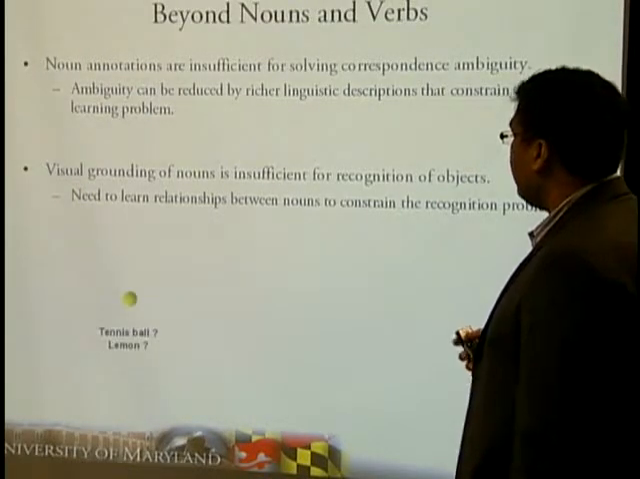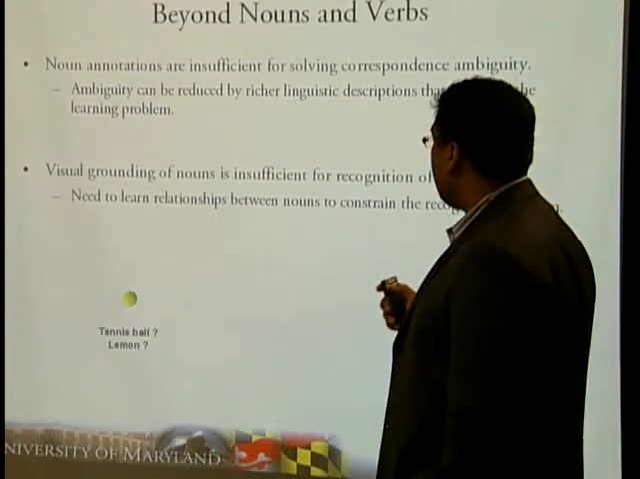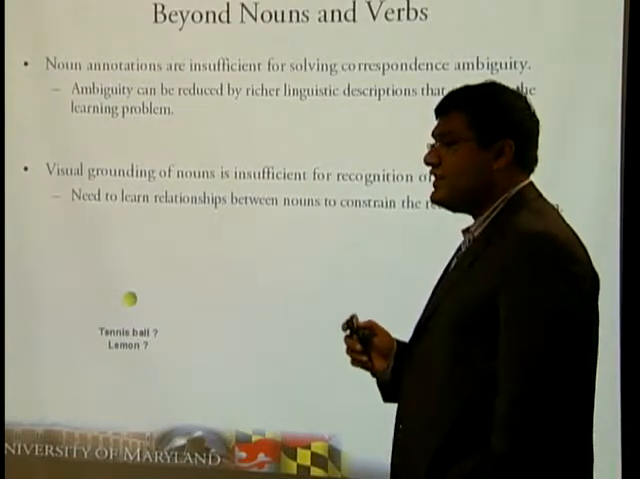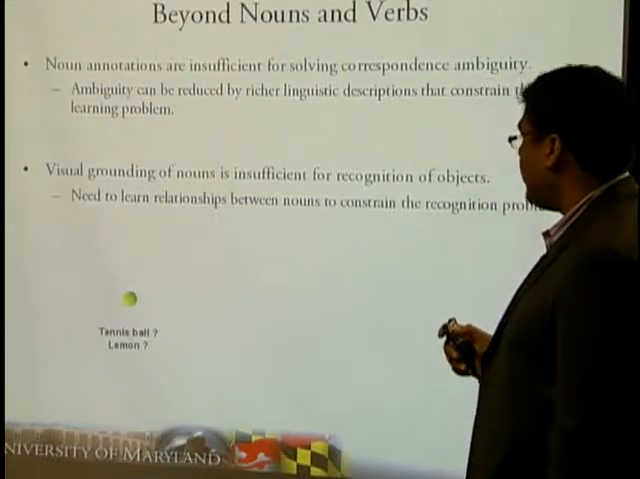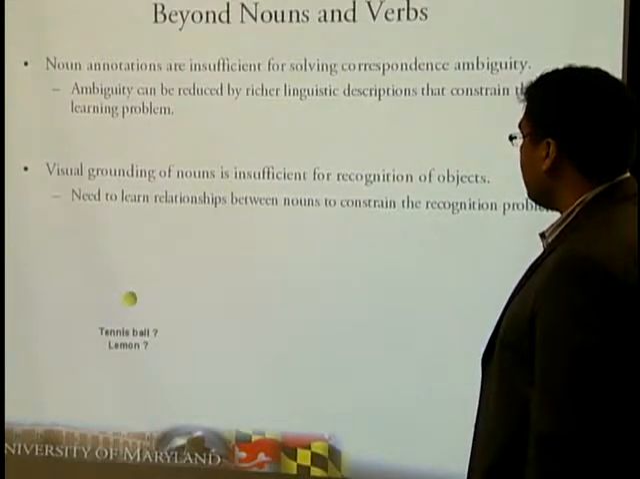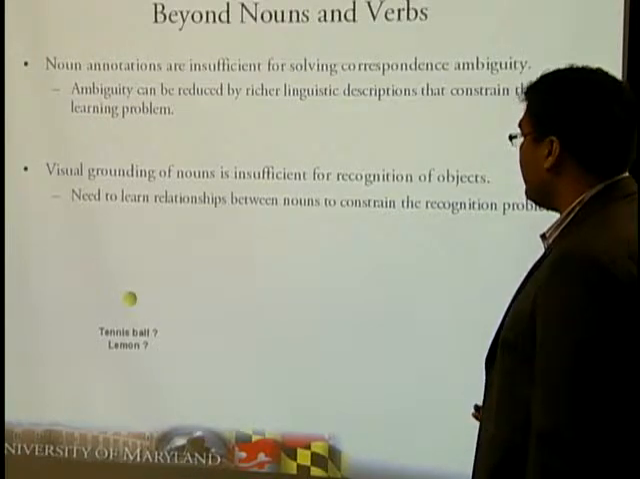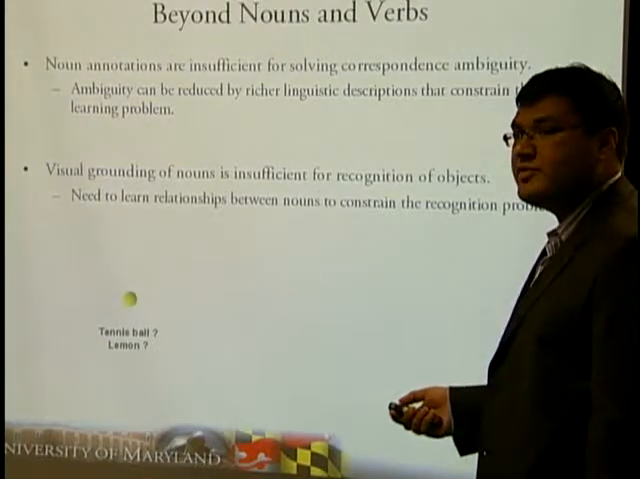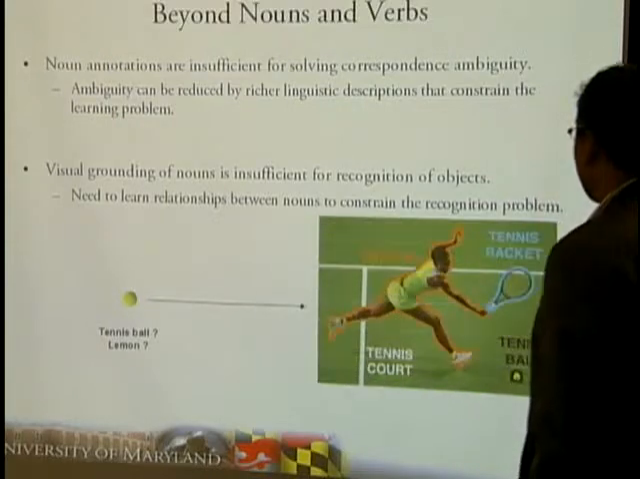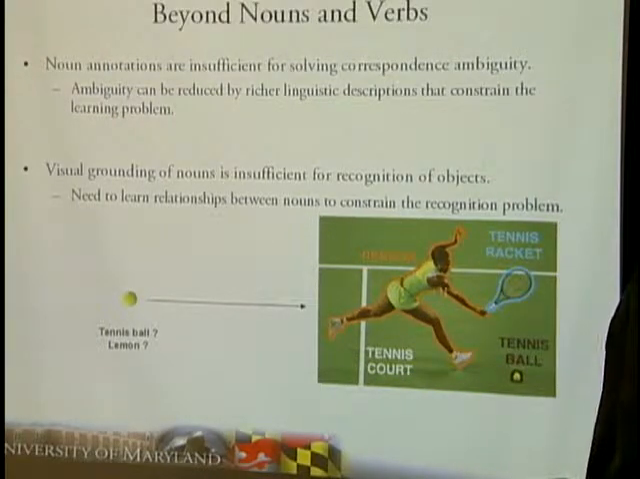From the second problem, it is clear that just visual grounding of nouns is insufficient for the recognition of objects. That is, just knowing what a tennis ball looks like and what a lemon looks like really does not help you to classify this object as either a tennis ball or a lemon. What you actually need to do is learn relationships between nouns to constrain the recognition problem.